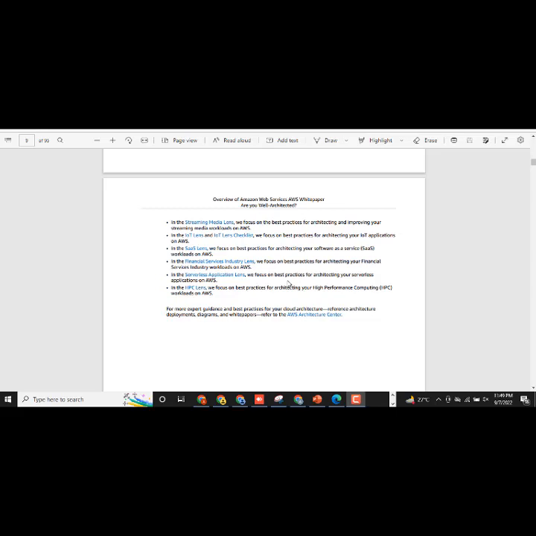In the Internet of Things lens and Internet of Things lens checklist, we focus on best practices for architecting your Internet of Things applications on AWS. In the SaaS lens, we focus on best practices for architecting your software as a service workloads on AWS. And in the financial services industry lens, we focus on the best practices for architecting your financial services industry workloads on AWS. In the serverless applications lens, we focus on best practices for architecting your serverless applications on AWS.